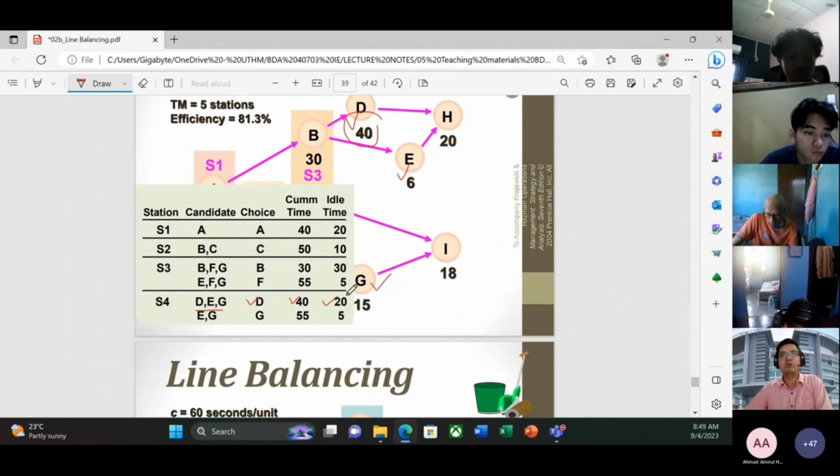So once again, how do we calculate the idle time? 60 minus 40. So we'll get 20 for the idle time.